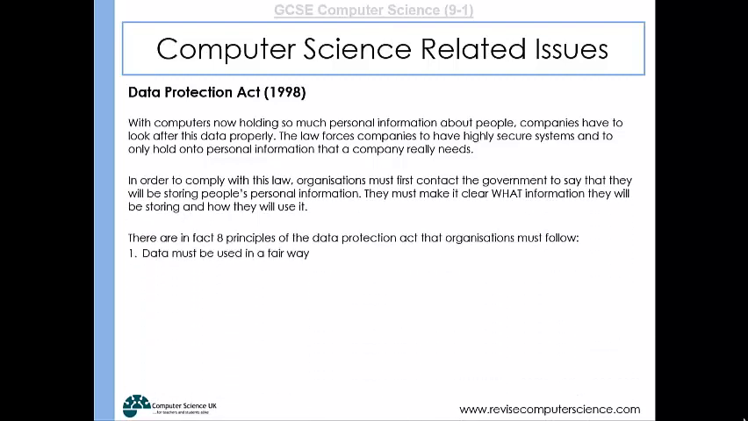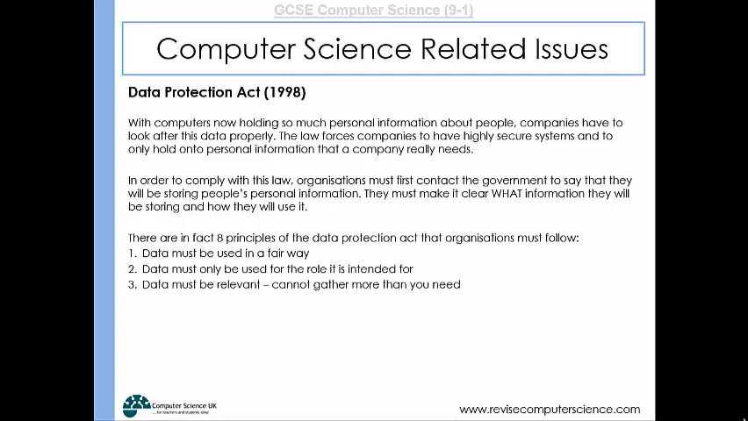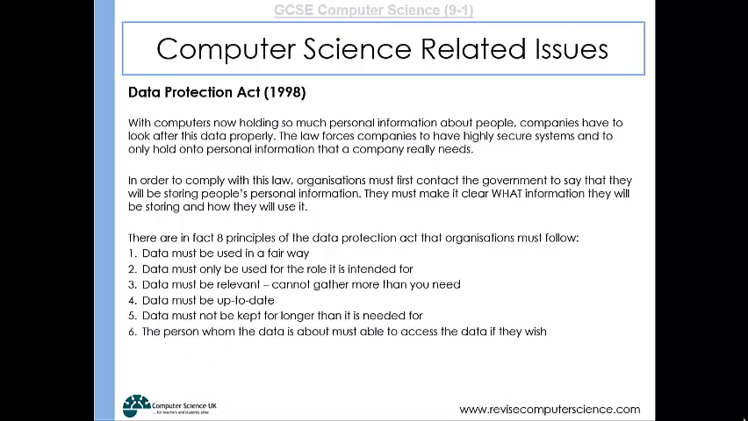So the eight principles of the Data Protection Act are that data must be used in a fair way, data must only be used for the role that it's intended for, data has to be relevant, you can't gather more than you need, data must be up to date, data must not be kept for longer than it's needed for, the person whom the data is about must be able to access the data if they wish, data must be kept safely and secure, and data must not be transferred without protection. So for example, it needs to be encrypted when the data is sent to another place.